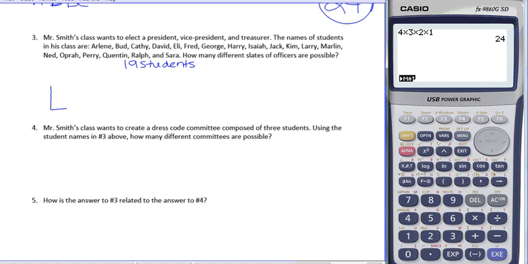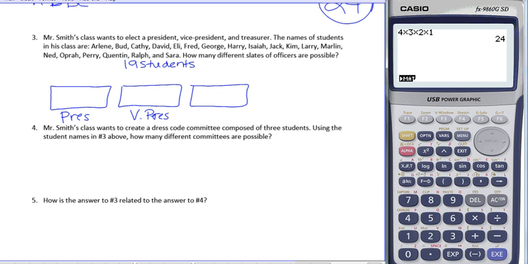So in this case, it's kind of like the desks. We're choosing 3, and it matters the order we pick them because one is going to be a president, the next one's going to be a vice president, and the third one's going to be a treasurer. So it's just like sitting in a desk. It matters who gets put in the first spot versus the second spot versus the third spot. So just like I did before, I'm going to multiply them together.